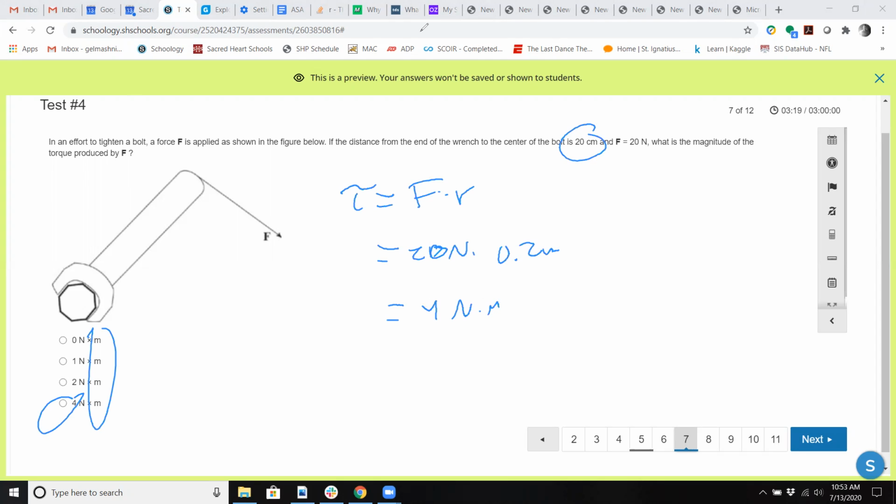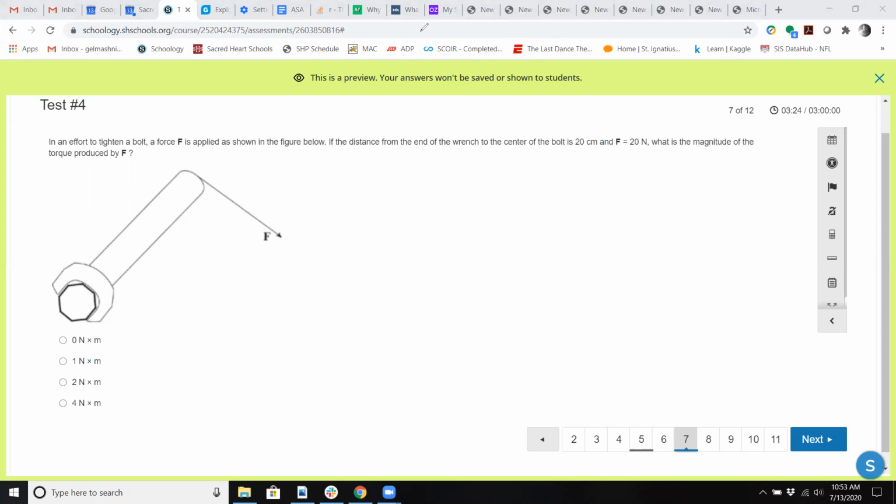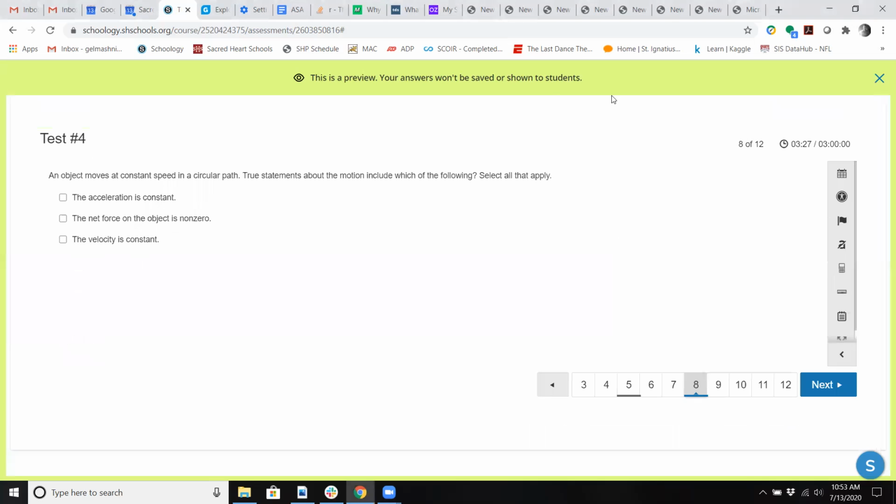Keep trucking along here. Select all that apply. If you're moving at constant speed in a circular path, so here's that you have a particle that's kind of going in this direction. So the velocity is not constant because you are changing direction.